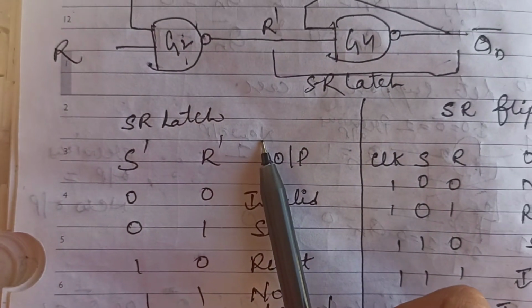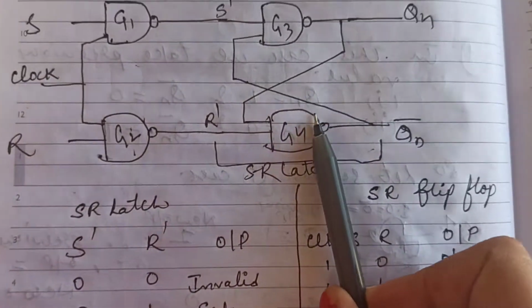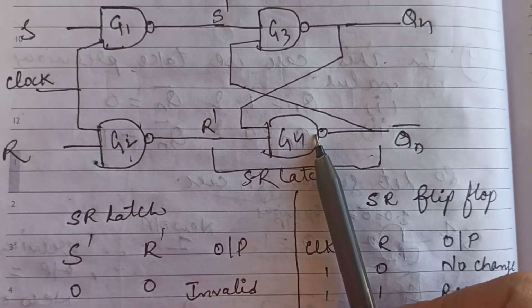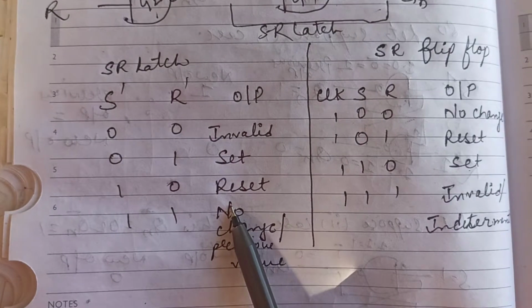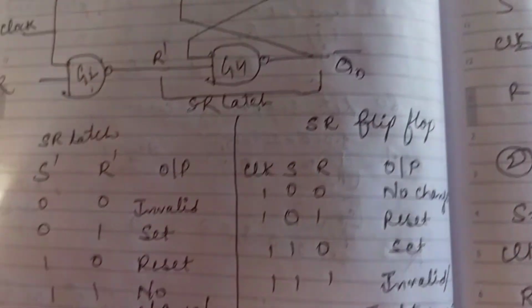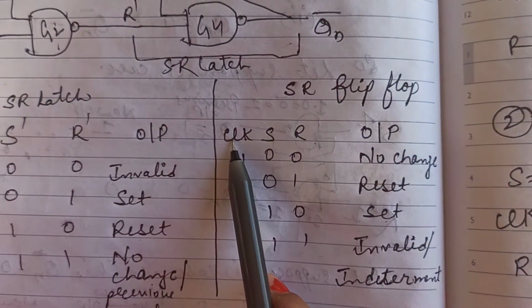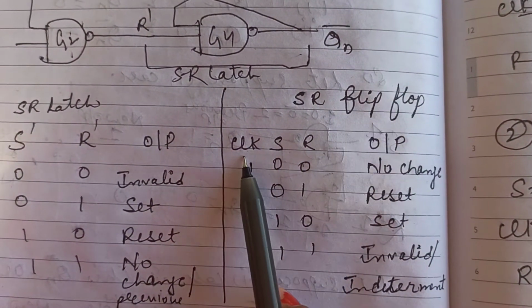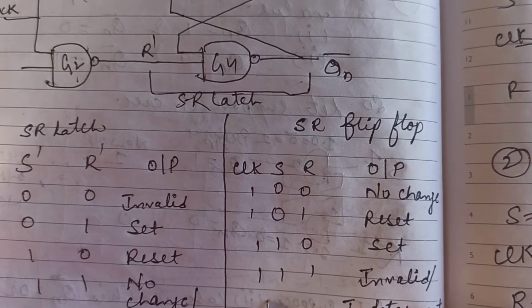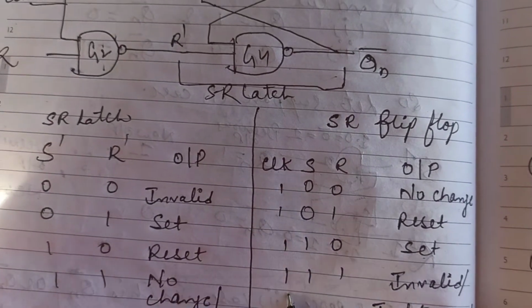By using these values, why are we using this table? Because the same circuit of the SR latch is there. By using these values, we can make the table of the SR flip-flop. So see, first case. Here, three inputs are required. That is clock, S and R. Clock is always 1. This SR flip-flop will give the output when the clock is 1.